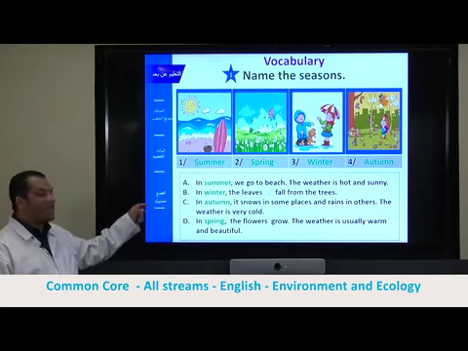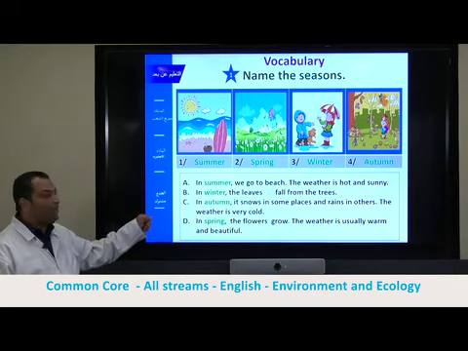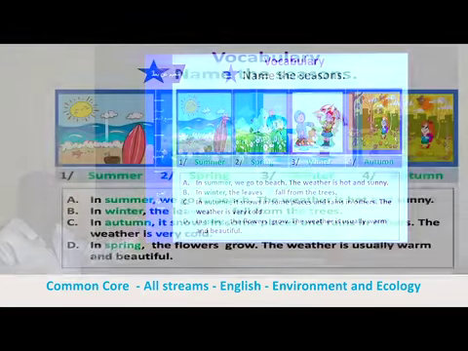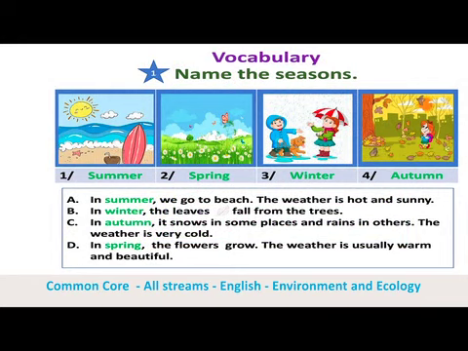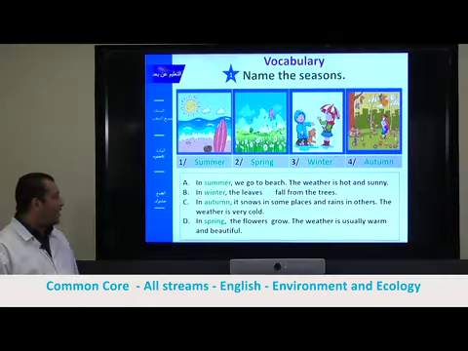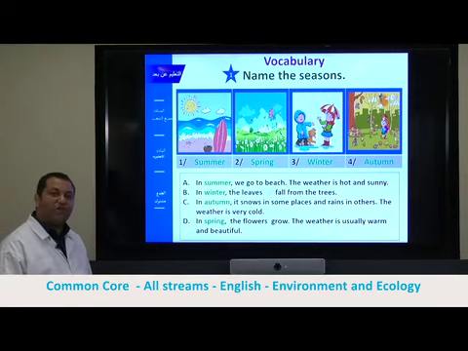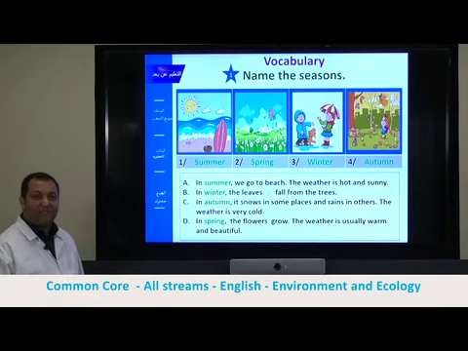Number 1 is summer. In summer, we go to the beach. The weather is hot and sunny. Number B is winter. In winter, the leaves fall from the trees. C, autumn. In autumn, it snows in some places and rains in others. The weather is very cold. Then in D, spring. In spring, the flowers grow. The weather is usually warm and beautiful.